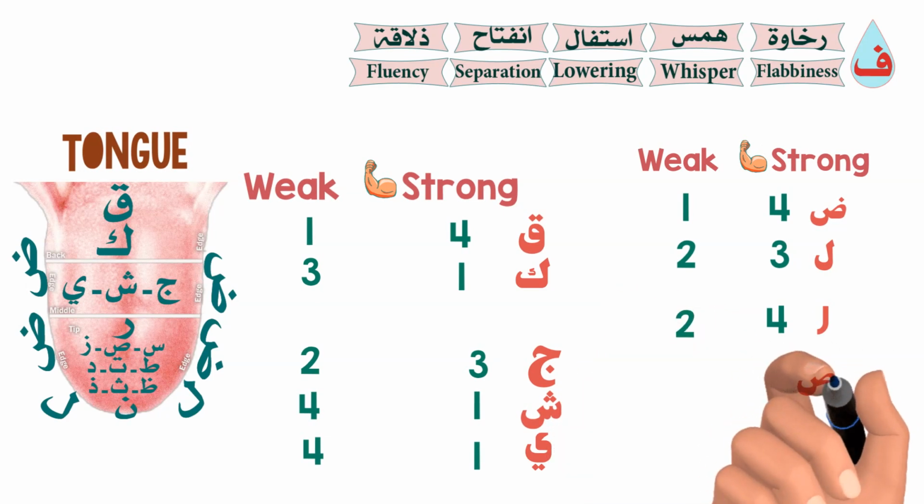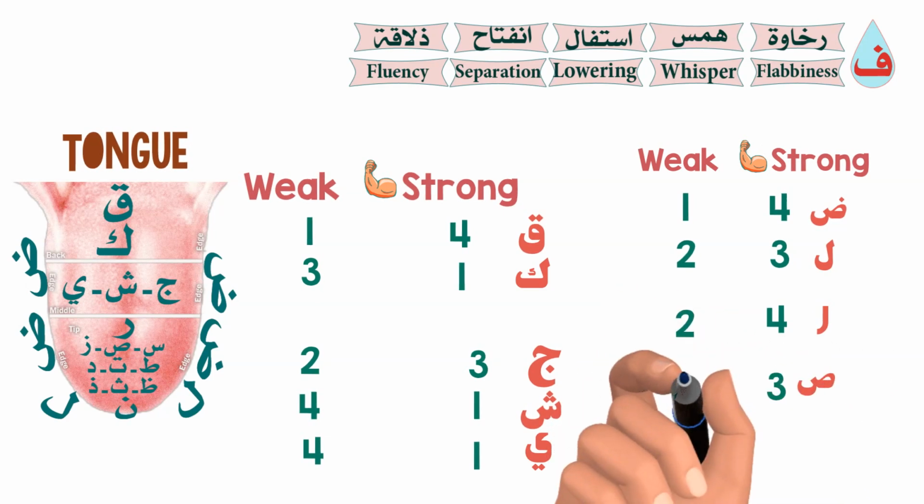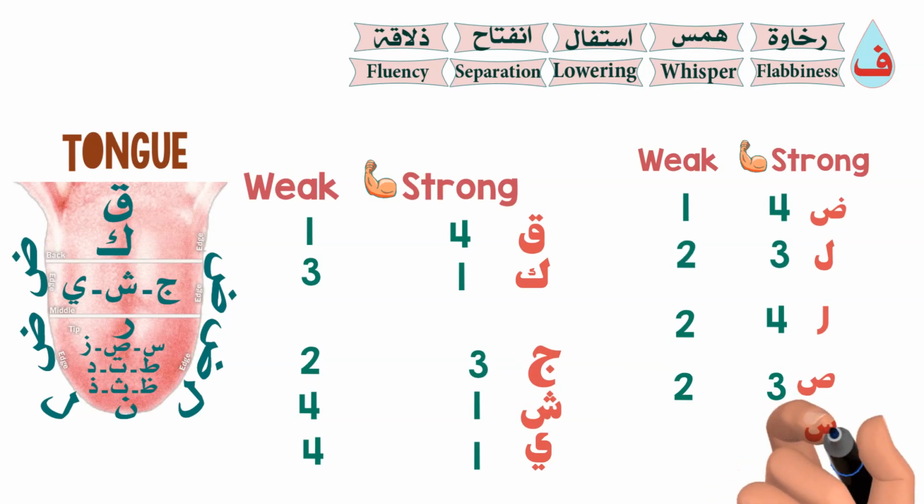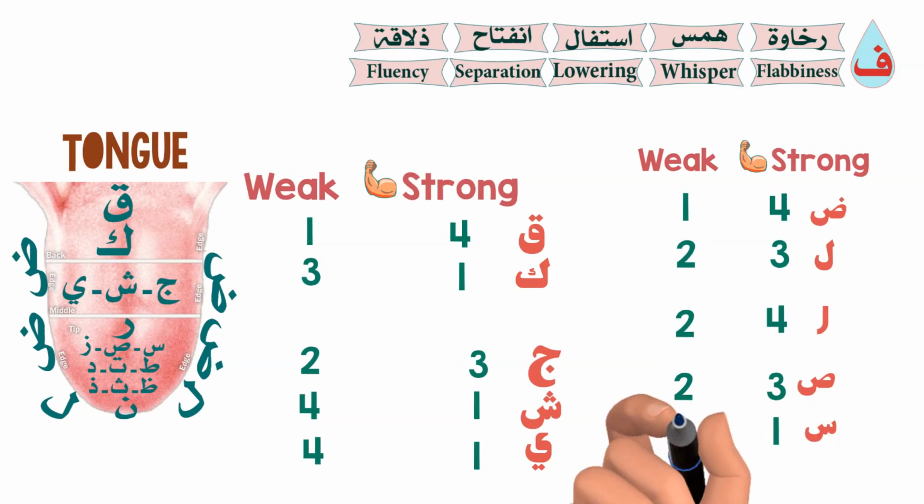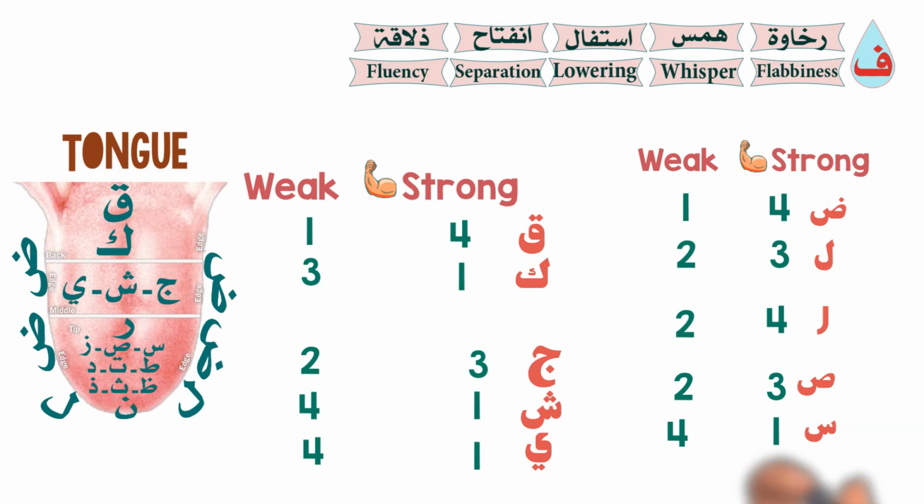First, the minor articulation point for the Ra, which has four strong characteristics and two weak ones. The Sad, three strong, two weak. Sin, one strong and four weak ones. The Za, the last whistle letter, with two strong ones and three weak characteristics.